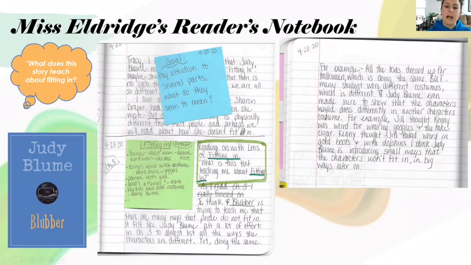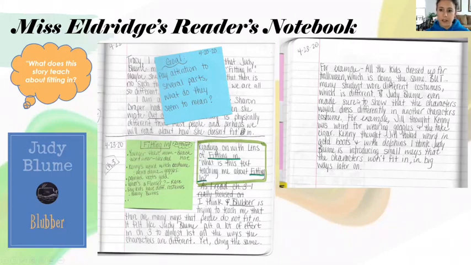Okay, made a boo-boo. So I think Blubber is trying to teach me that there are many ways that people do not fit in. I felt like Judy Blume put a lot of effort in chapter 3 to almost list all the ways the characters are different, yet doing the same. For example, all the kids dressed up for Halloween, which is doing the same. But many students wore different costumes, which is the different part.